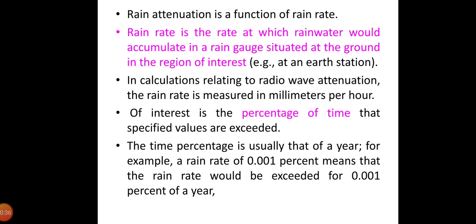The time percentage is usually that of a year. For example, a rain rate of 0.001% means that the rain rate would be exceeded for 0.001% of a year, or about 5.3 minutes during any 1 year. In this case, rain rate would be denoted by R0.001. In general, the percentage time is denoted by P and the rain rate is denoted by RP.